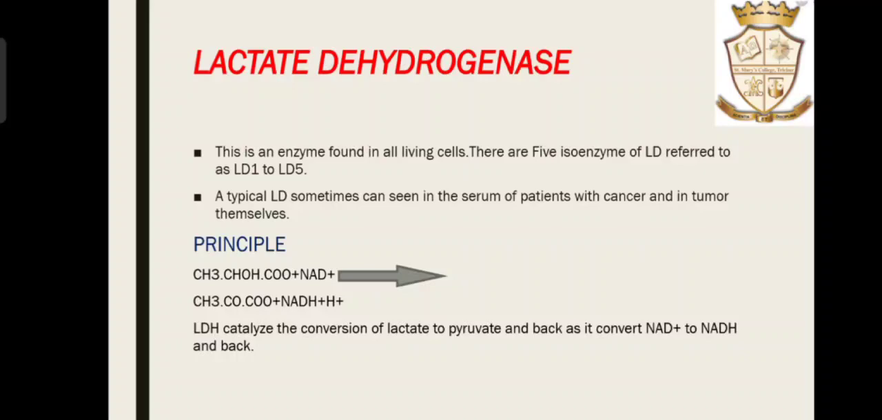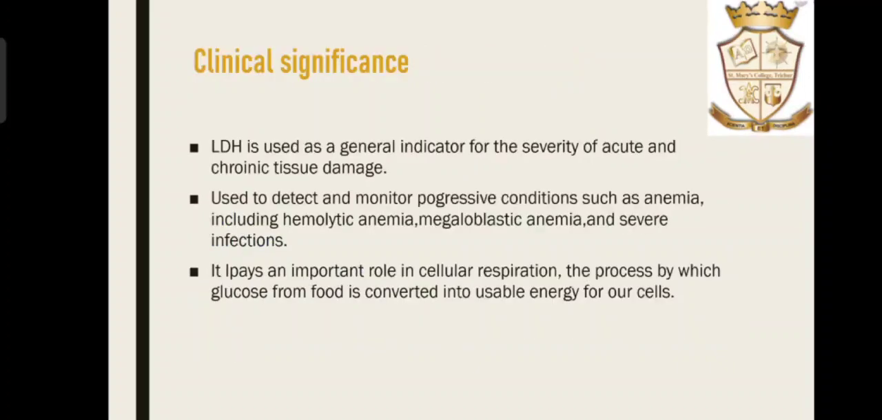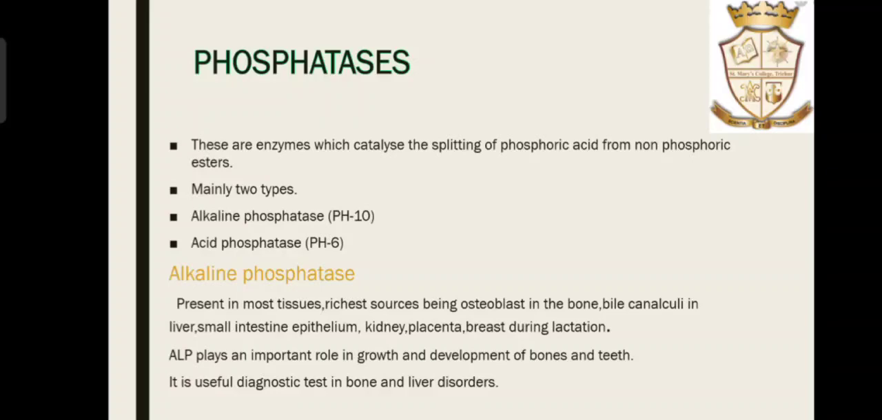Principle: in this reaction, LDH catalyzes the conversion of lactate to pyruvate and back as it converts NAD plus to NADH and back. Clinical significance: LDH is used as a general indicator for the severity of acute and chronic tissue damage, and used to detect and monitor progressive conditions such as anemia, including hemolytic anemia, megaloblastic anemia, and severe infections. It plays an important role in cellular respiration, the process by which glucose from food is converted into usable energy for our cells.